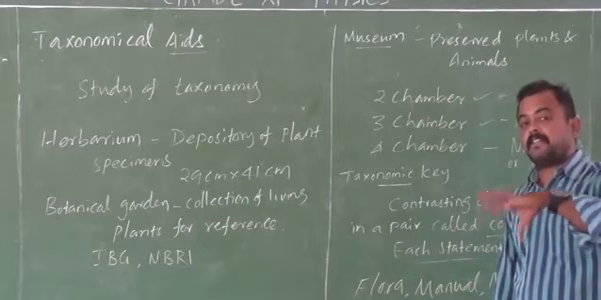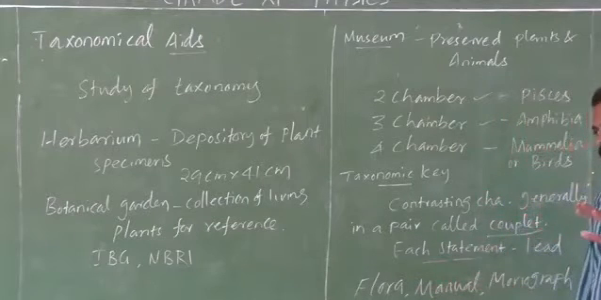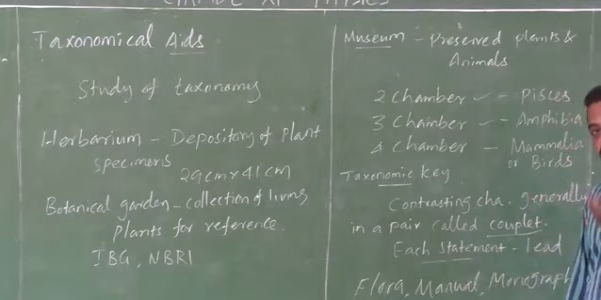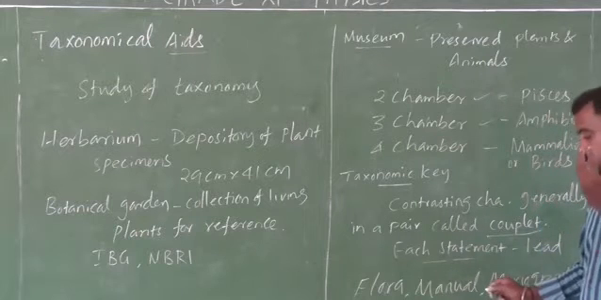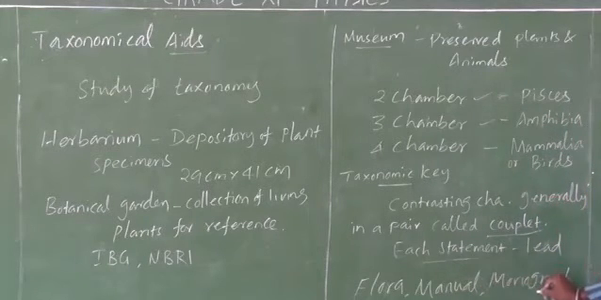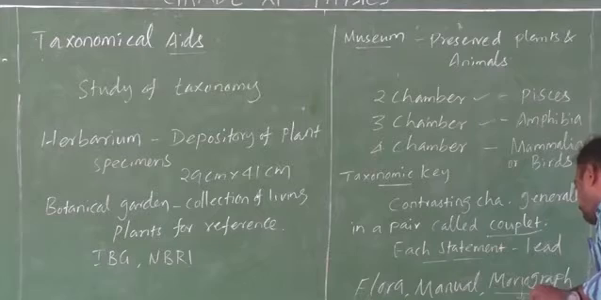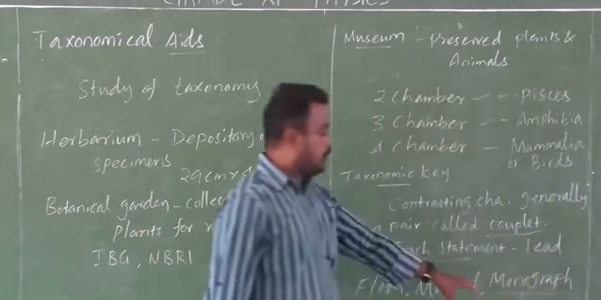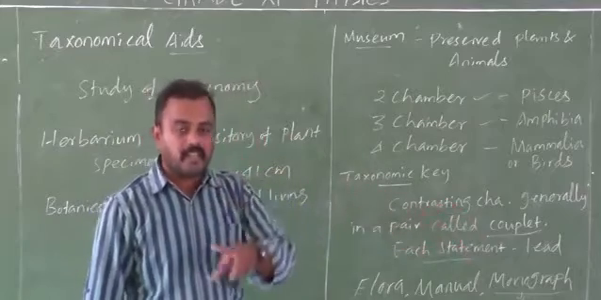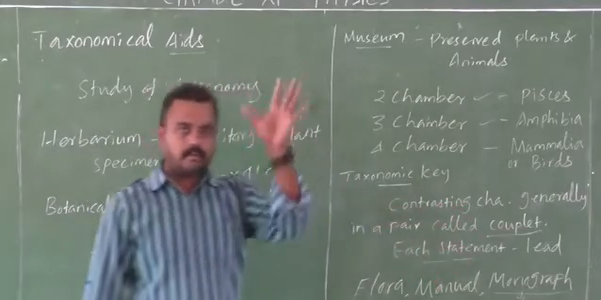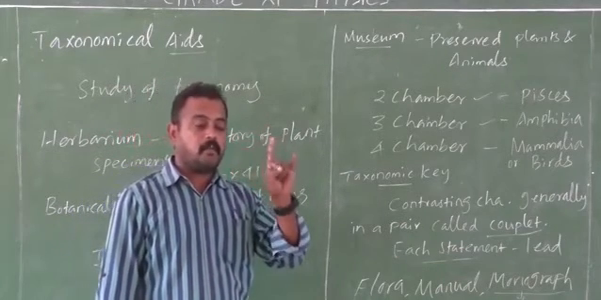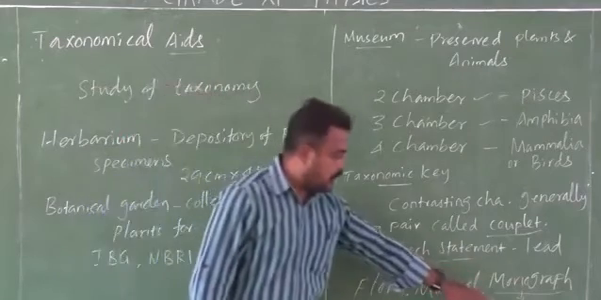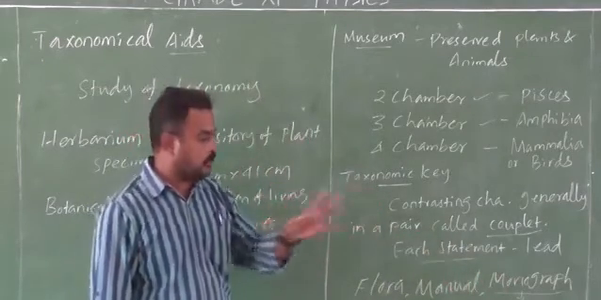Information about the plants of a particular area we can get from the flora. Manual, here also you can get information about plants. Plant information you can get from the manual. The next one, monograph. In a monograph, we have information about one taxon. One taxon. That's why it is called a monograph. If you want information about one taxon, then you can refer to the monograph. We have different taxons: kingdom, phylum, class, order, family, genus, species. So if you need information on any one taxon, you can refer to the monograph.